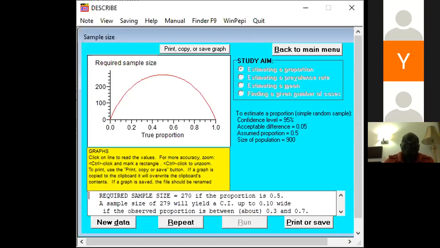Okay, why 900? It's just an example now. Let me first of all start with the last statement you said. If something is common and something is rare, they may have the same sample size.